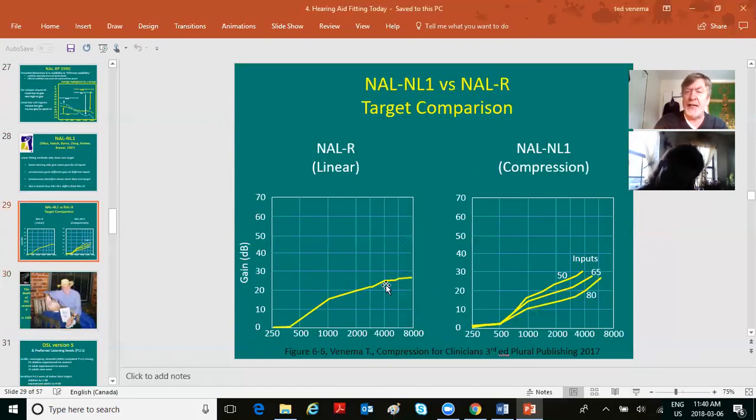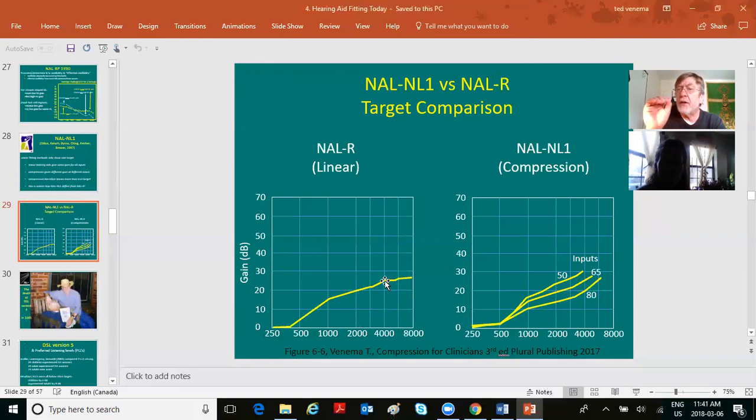And here you've got your NAL-R on the left showing one target, and NAL-NL1 showing 3 targets. And if you look at the middle target on NAL-NL1, look at the 65. That's almost identical to the one on the left. It's just that the one on the left continues all the way to the end, whereas the one in the middle here does not. But if you look at the gain they are recommending across the frequencies, okay? At 1,000 hertz, 15. At 2,000 hertz, 20. At 3,000 hertz, 22. At 4,000 hertz, 25.